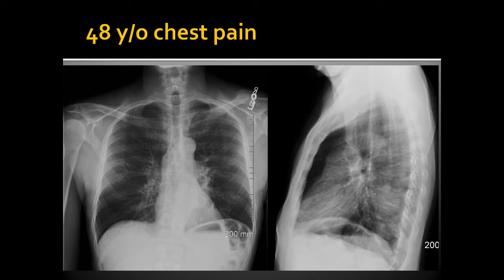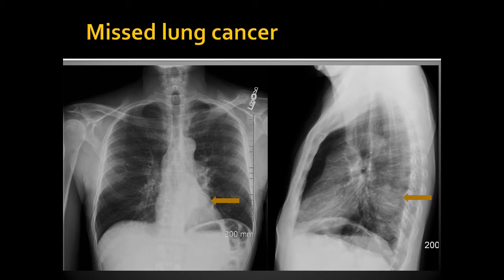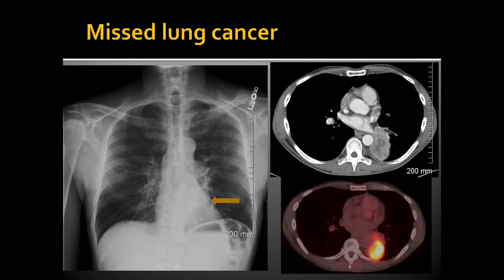Here is a PA and lateral view performed in a 48-year-old for chest pain. This was read as no active disease. But if you look carefully, there is a large missed lung cancer on this case. This is a classic missed lung cancer. The blind spots on chest X-ray are areas like the lung apices and the retromediastinal region. Here's what the PET-CT looked like when this cancer was eventually diagnosed.